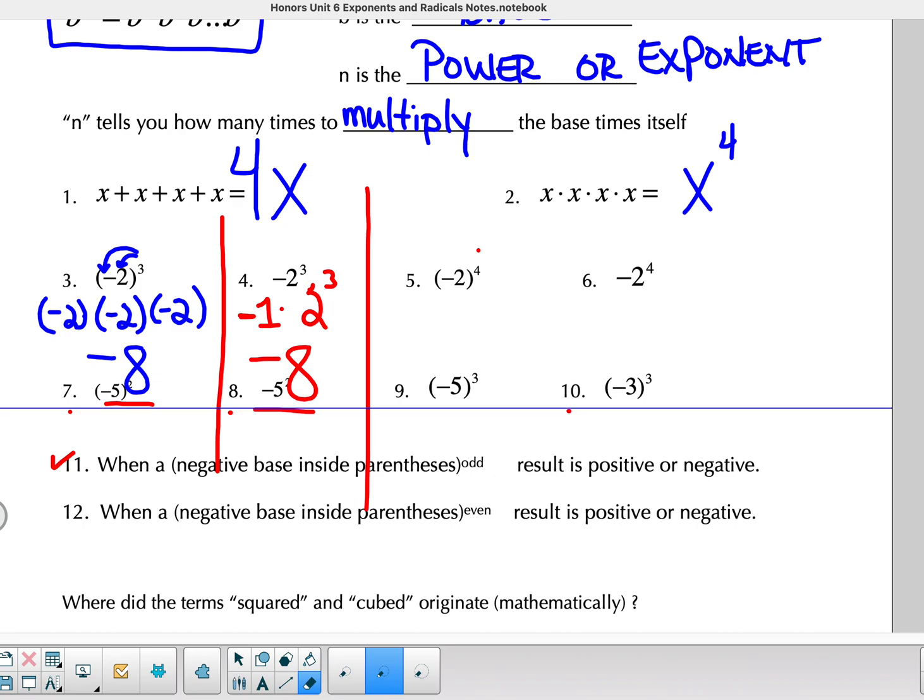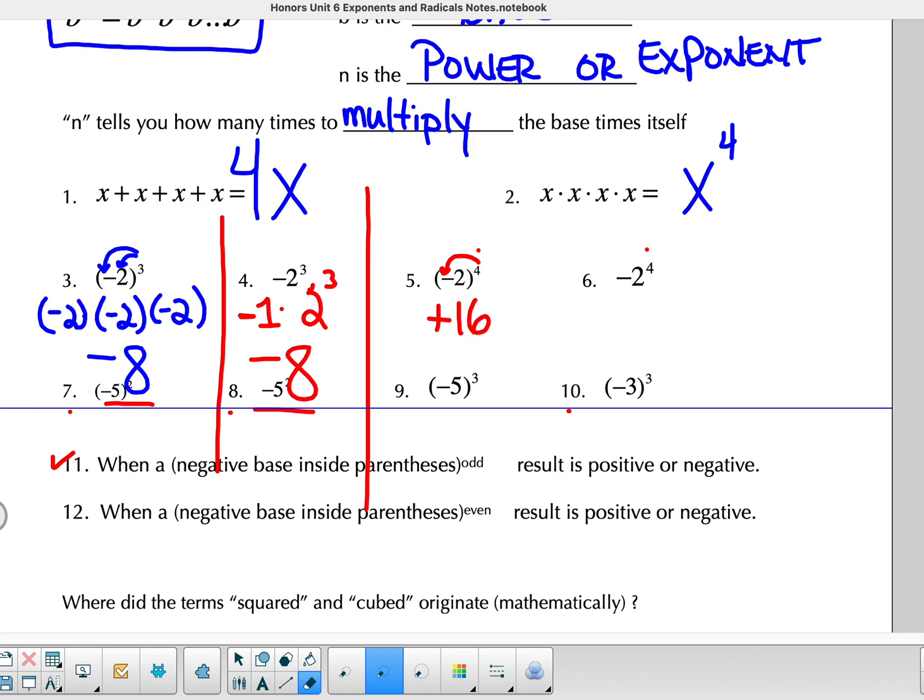Moving on to the even powers, analyzing this. Once again, the -2 is encased in parentheses. So here, the base of 4, the even number, is acting on that negative sign. When you have a negative base multiplied times itself an even number of times, that negative sign becomes positive. So this results in positive 16.